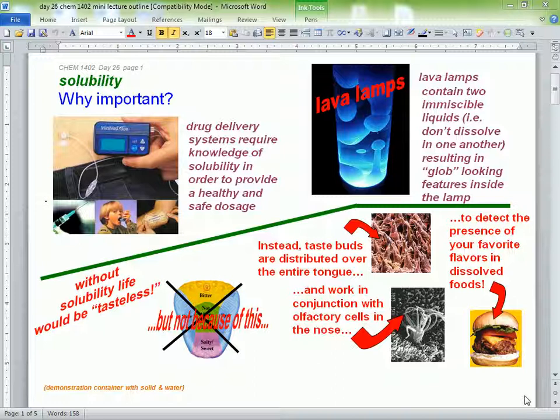I remember taking a biology class, and they put different drops on different areas of your tongue, and sure, you tasted it because the taste buds are everywhere. But these taste buds are distributed over your entire tongue, not just on certain locations. And it's a combination of those taste buds and the cells in your nose that actually give you taste.